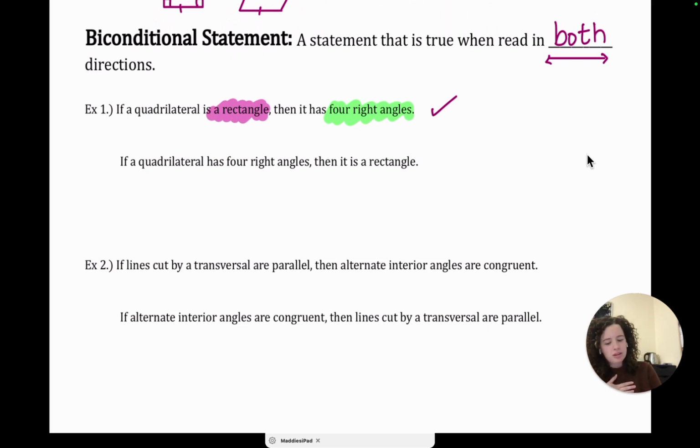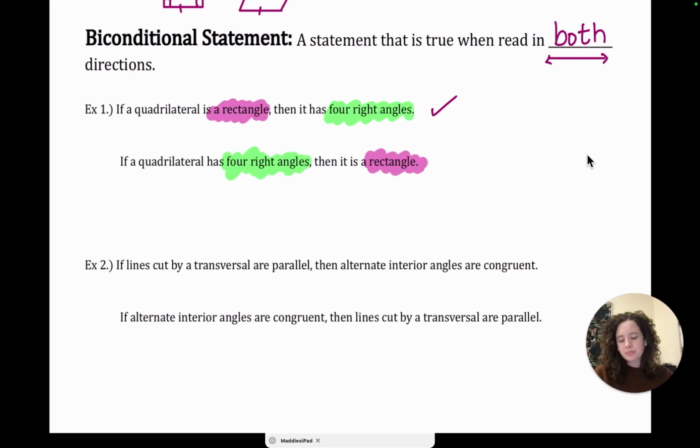You might again be thinking, Ms. Nielsen, that's not always true. What about a square? And to that, I'm going to say a square is actually a rectangle. A rectangle is a much broader term for a square, right? A square is a very special case of a rectangle, all right? So that is what we are talking about when we talk about a rectangle having 4 right angles all the time.